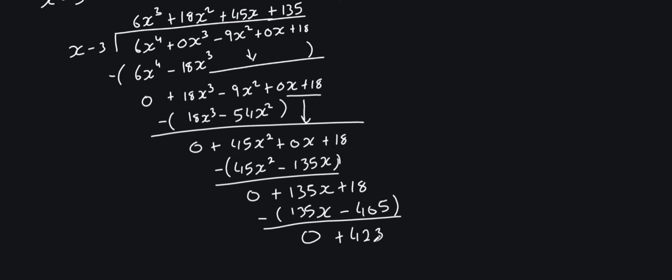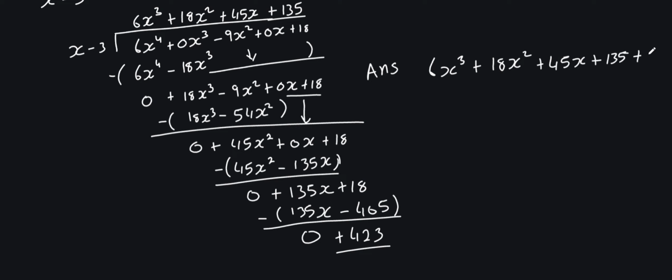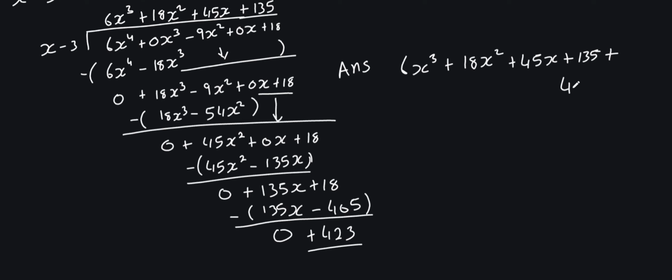After solving this question, we get a remainder of 423, and this is our answer. 6x cubed plus 18x squared plus 45x plus 135 plus the remainder 423 divided by x minus 3.